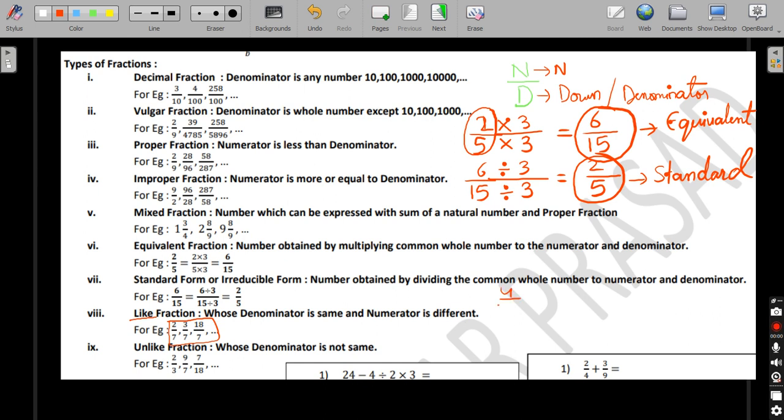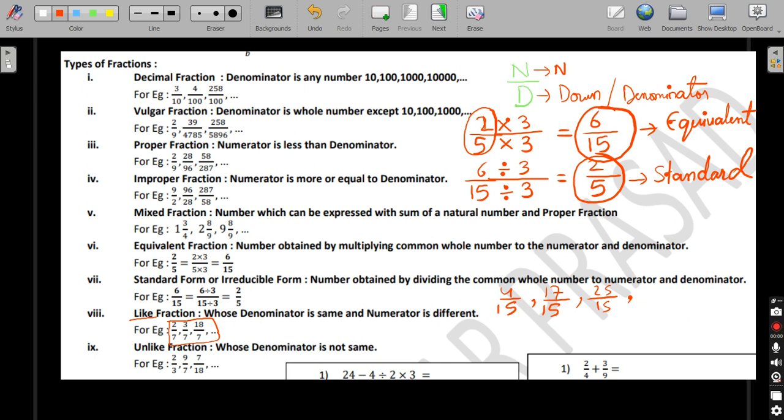For example, 4 by 15, 17 by 15. This is also a like fraction. Means the denominator should be the same. That is known as a like fraction. It can be infinite also. For example, 25 by 15 also we can say. Any number, as long as the denominator is the same, is known as a like fraction.